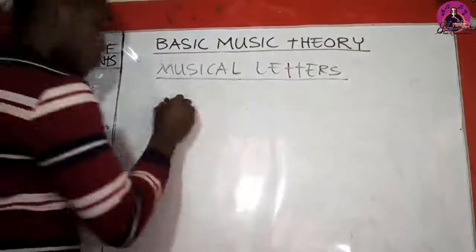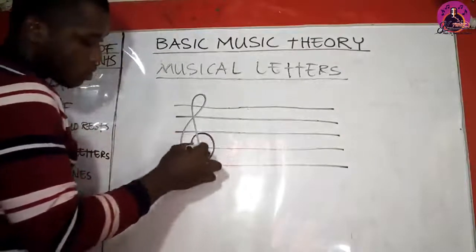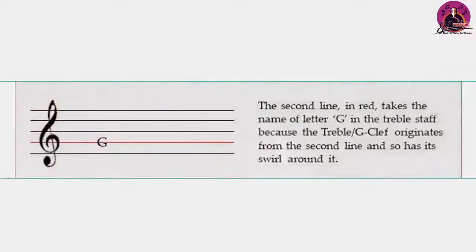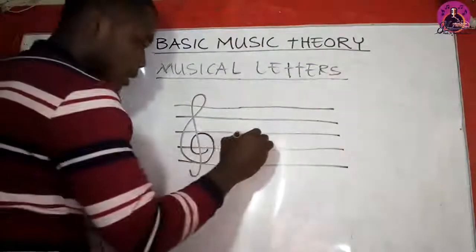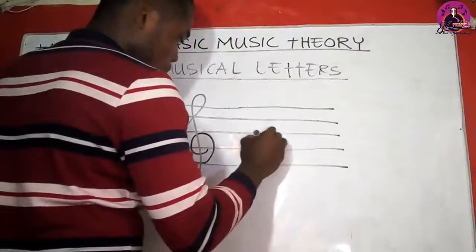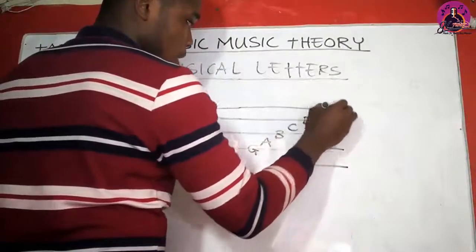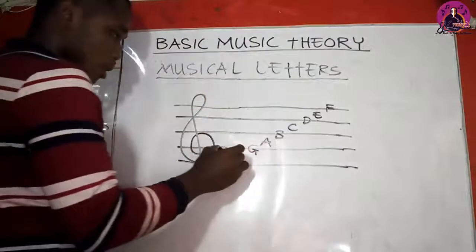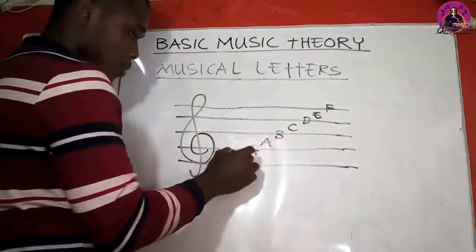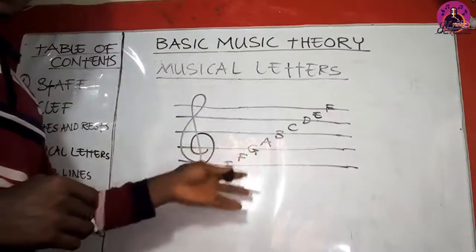So the staff, and then we have the treble clef. Now I said this spiral goes round the second line, which makes that second line line G. Now we want to arrange alphabetically. After letter G, we have A, no H. Then we have B, C, D, E, F. You see that? So before letter G is F, before letter F is E.